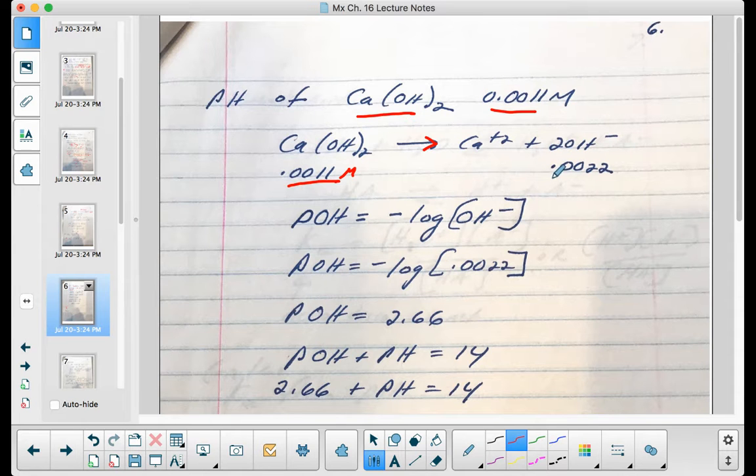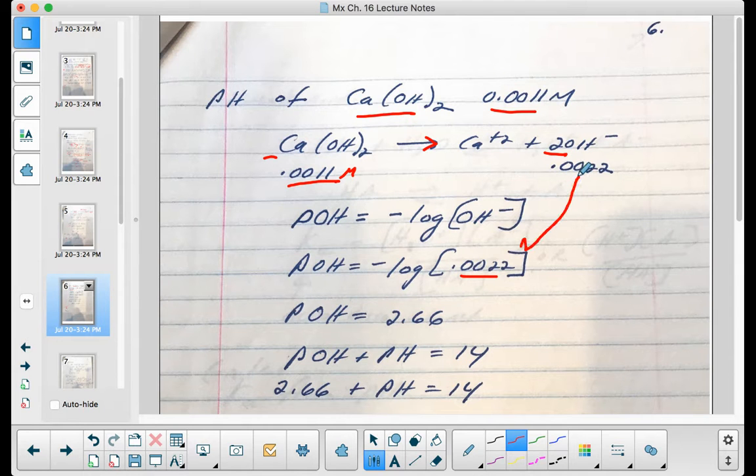And so what I know then is that the concentration of this ion has to be twice the concentration of the solution. So I know that my hydroxide ion concentration is 0.0022. So now I can say, just like the pH equation, I have a pOH equation, which is equal to the negative log of the hydroxide ion concentration.